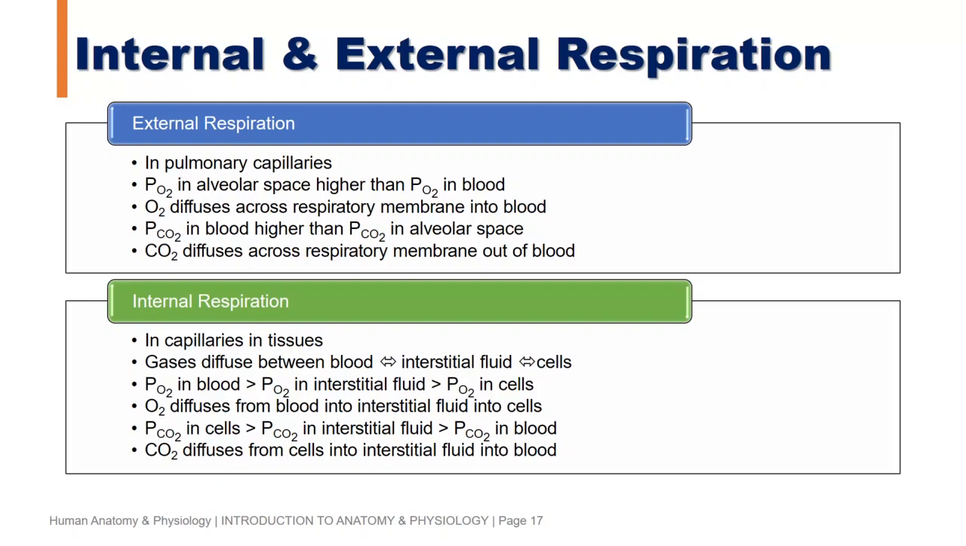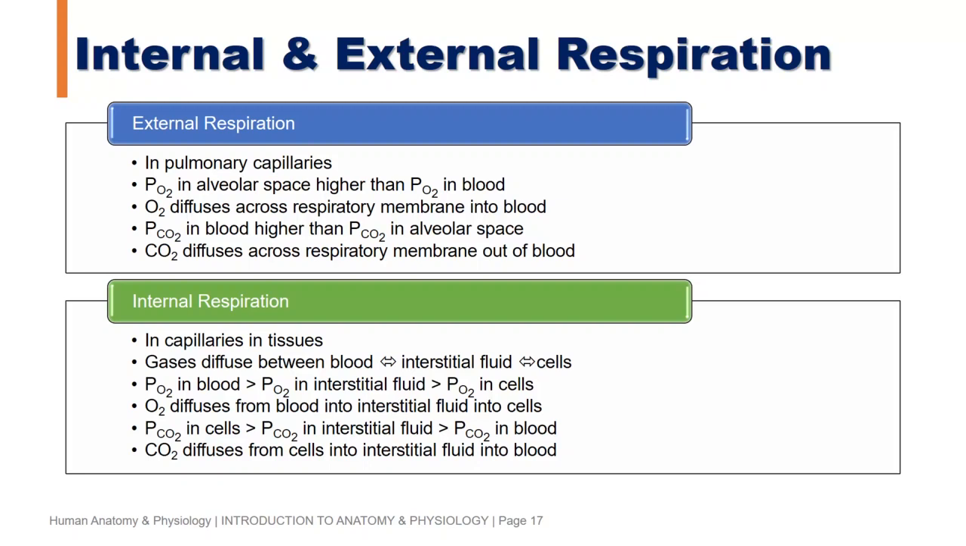Okay, so partial oxygen in the alveolar space is higher than the partial oxygen in your blood. Oxygen diffuses across the respiratory membrane into the blood. And then your partial carbon dioxide in the blood is higher than the partial carbon dioxide in the alveolar space, and so carbon dioxide diffuses across the respiratory membrane out of the blood.